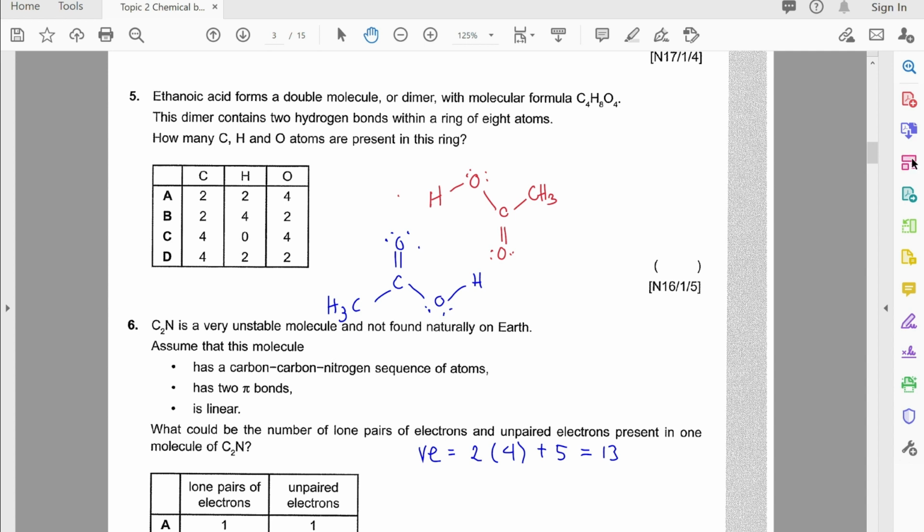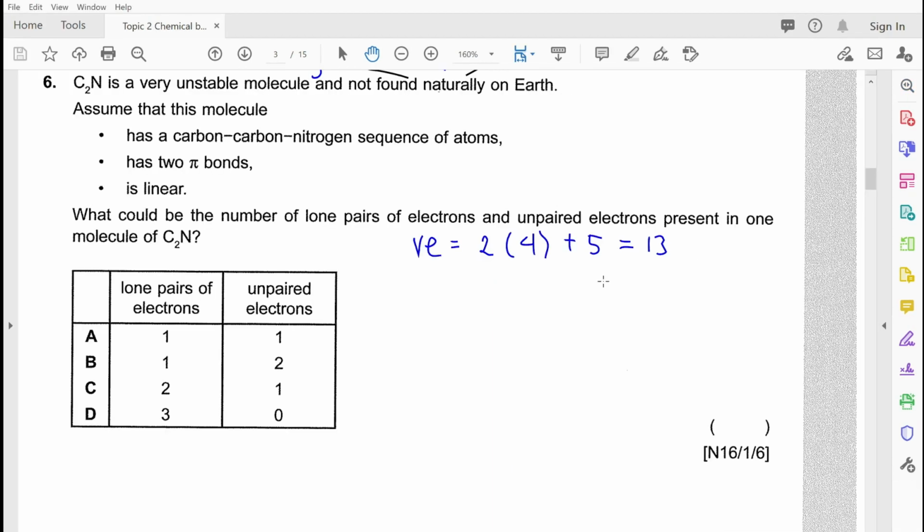So the 2 hydrogen bonds are formed here between this hydrogen and this lone pair on the oxygen, and between this hydrogen and this lone pair. So the 8-membered ring is this part, where we have 2 carbons, 2 hydrogens, and 4 oxygens. Answer is A.